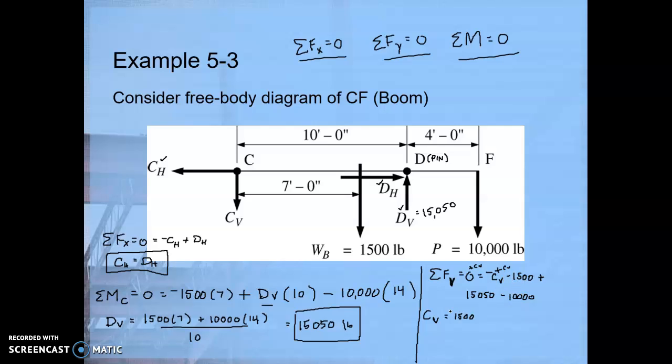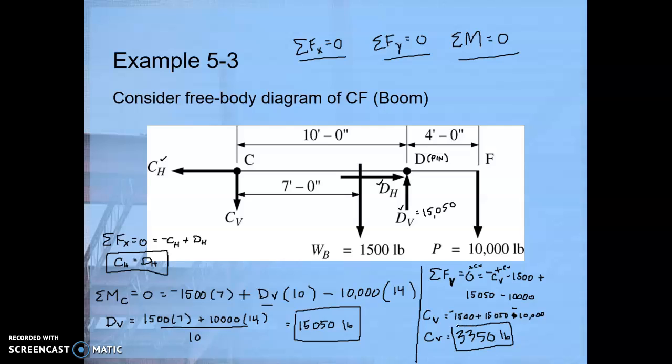They're staying in place. So that's negative 1500 plus 15,050 minus 10,000. So negative, positive, and negative. And so CV equals 3350 pounds.